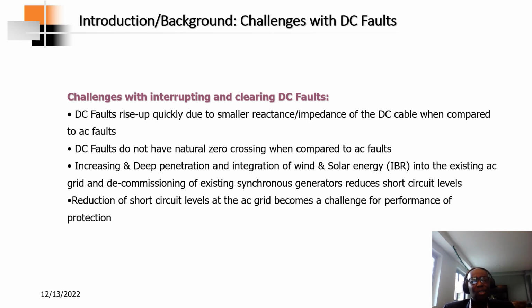This reduction of the short circuit levels, because inverter-based resources such as wind and solar do not contribute short circuit current and also inertia to the grid, becomes a challenge for the protection schemes that are being implemented for renewables.